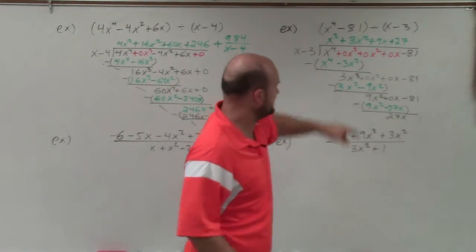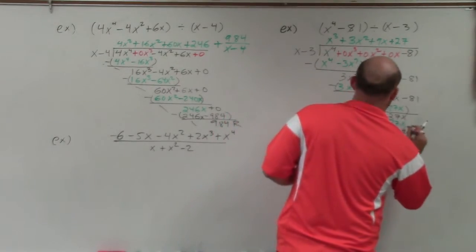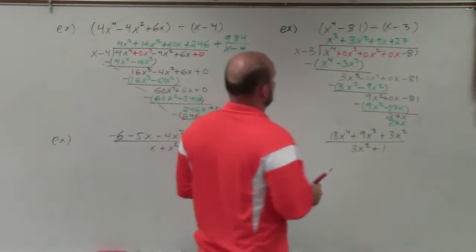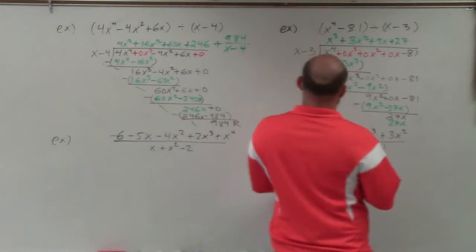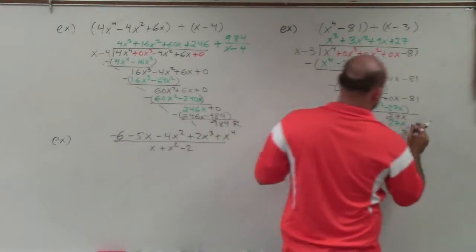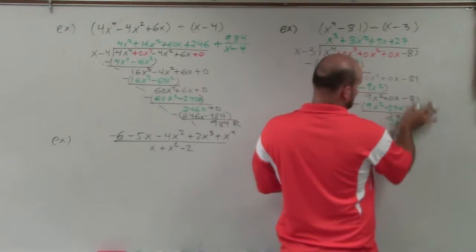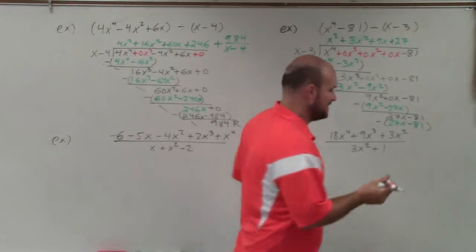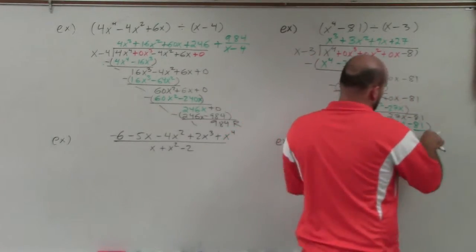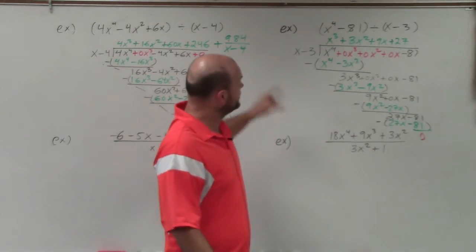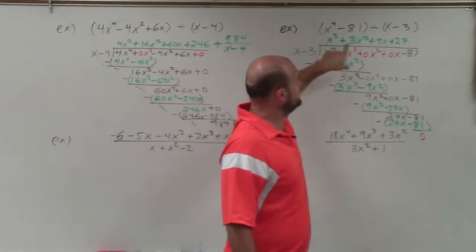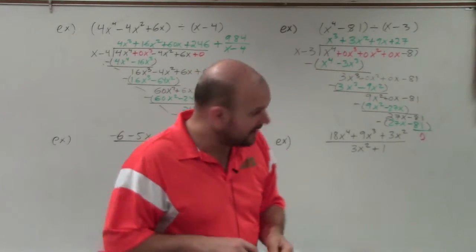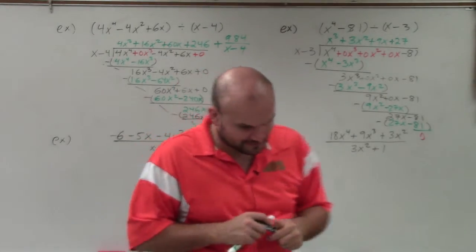And 27 times x is 27x. 27 times negative 3 is going to be a negative 81. So minus 81. Bring down this negative 81 and subtract. Negative 81 minus another negative 81 is going to give me a remainder of 0. So therefore, since we have a remainder of 0, we can say that this polynomial evenly divides into our dividend. OK? All right.